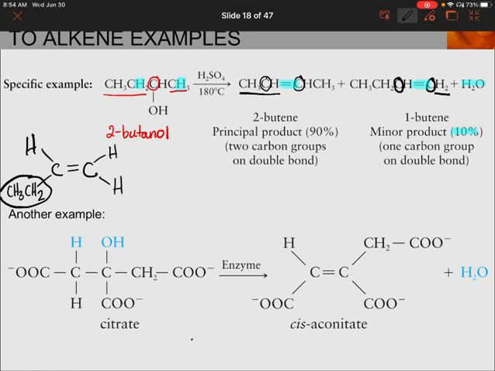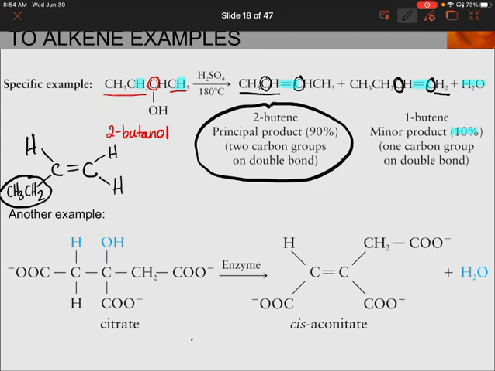So if your double bond can go in the middle of the molecule, that's going to be more stable, and therefore that product is going to form more often than the less stable product. That's why 2-butene is our principal or predominant product. So just something to keep in mind if you're going through these types of reactions.